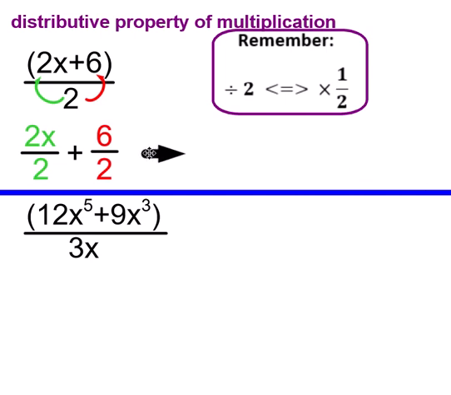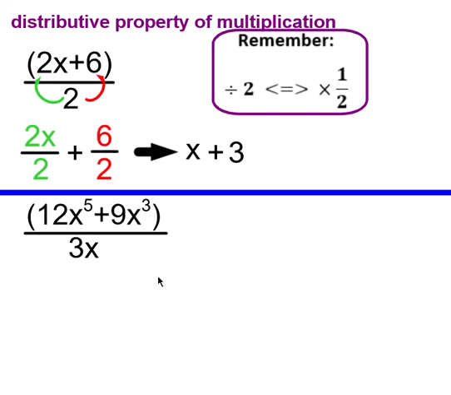So the last step we have to do is simplify each of these. And in the first one we have 2x divided by 2, so half of 2x is going to give us just x. And 6 divided by 2, well, that's going to be 3, or half of 6 is 3. There we are. So 2x plus 6 divided by 2 is x plus 3.